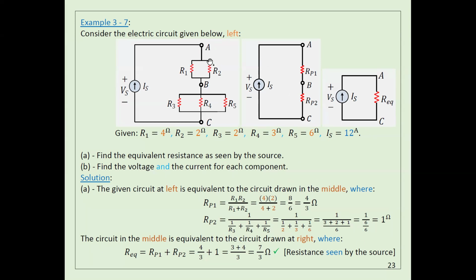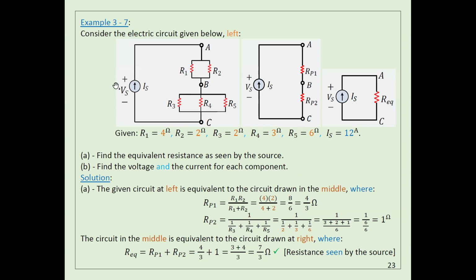Once you have the voltage here, I can just divide it by R1 to get the current here, divided by R2 to get the current here. Once I get the voltage here, I divide it by R3 to get I3, by R4 to get I4, and the voltage by R5 to get I5. That's it.